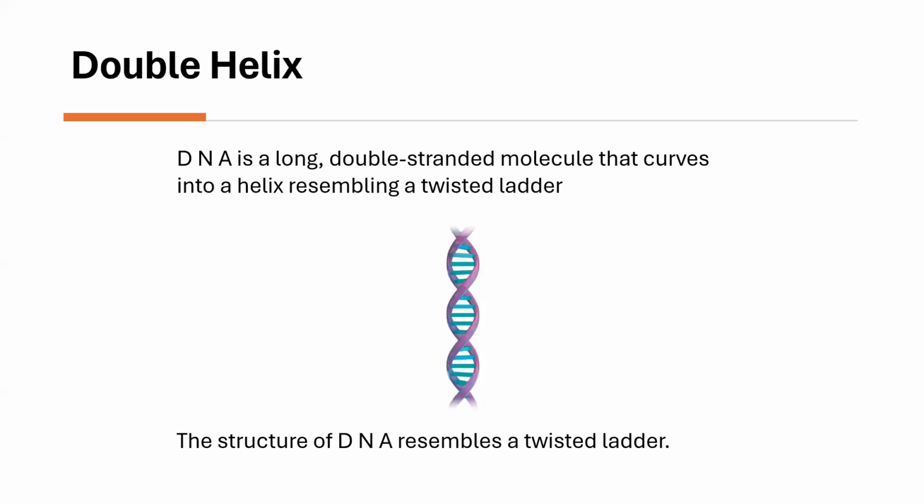Now, when we bind our 2 strands together, we're going to get this double-stranded molecule that curves around, and it resembles kind of like a twisted ladder or a spiral staircase. And we call this a double helix.